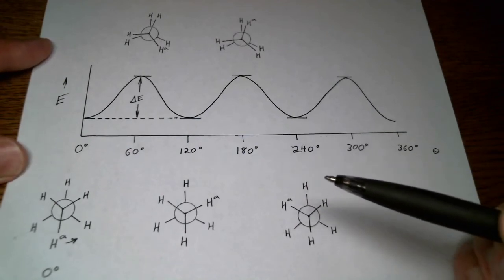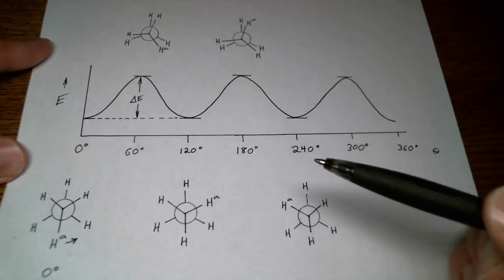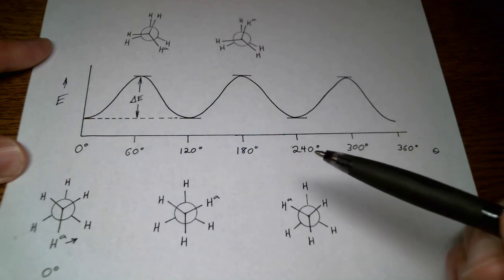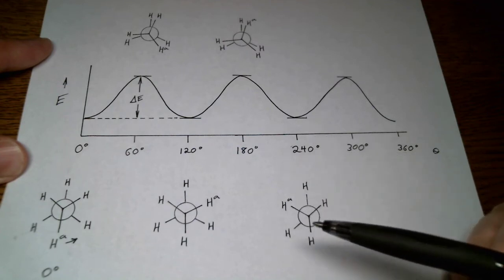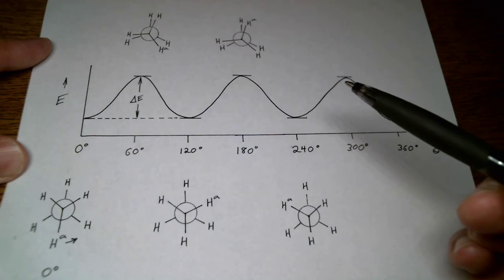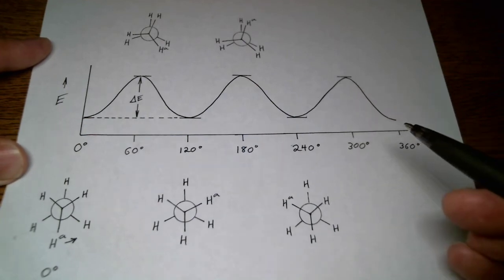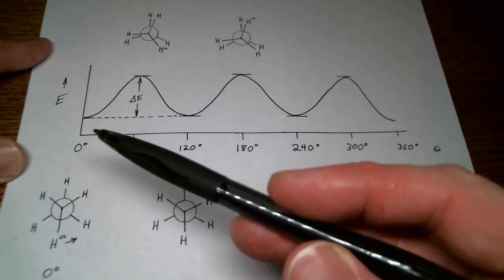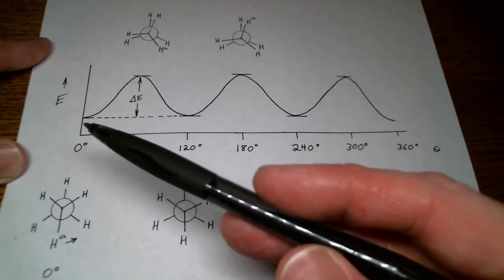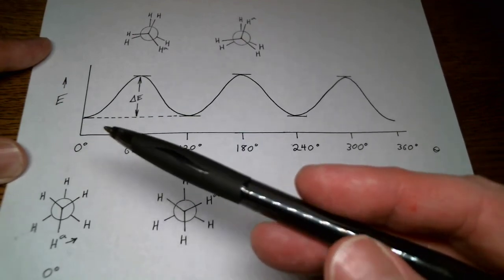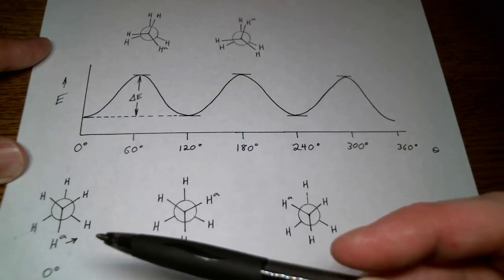And we can continue through this process, rotating another 60 degrees to 240 degrees with a staggered conformation, and 300 degrees is going to be an eclipsed conformation. And finally, 360 degrees would be the original conformation that we started out at, 0 degrees.